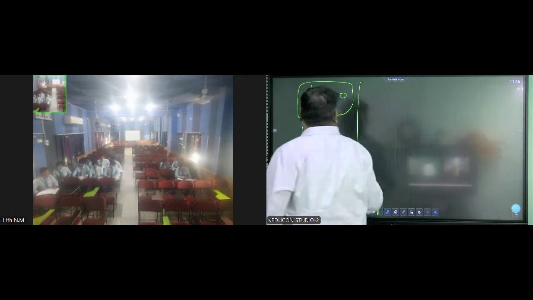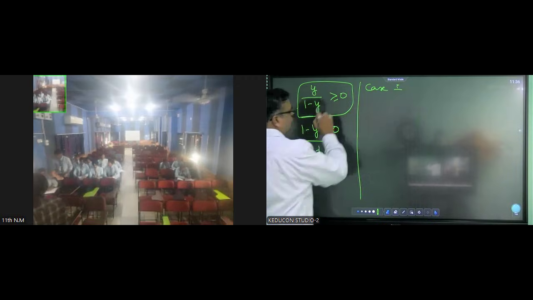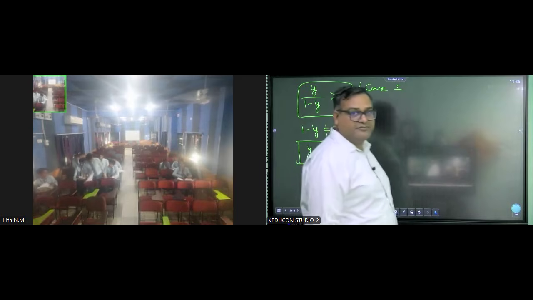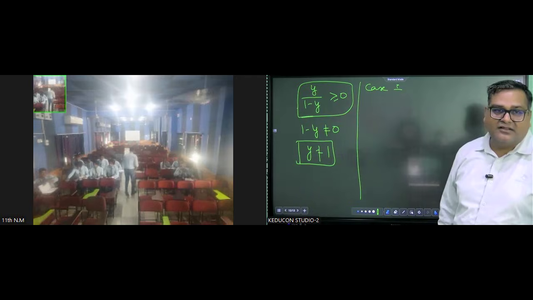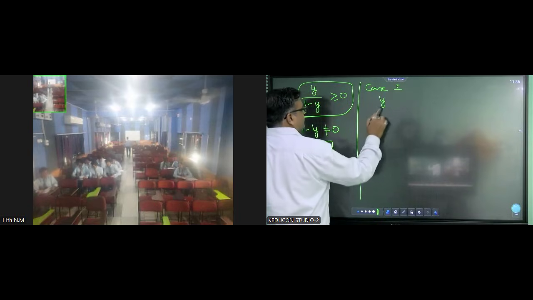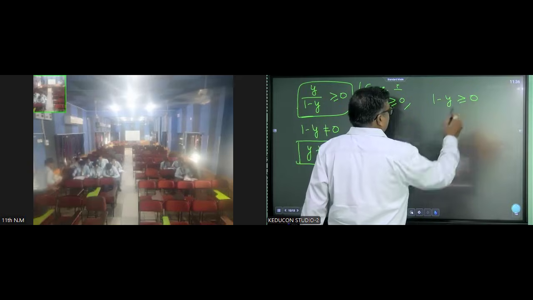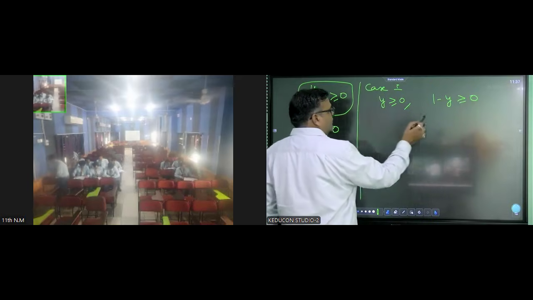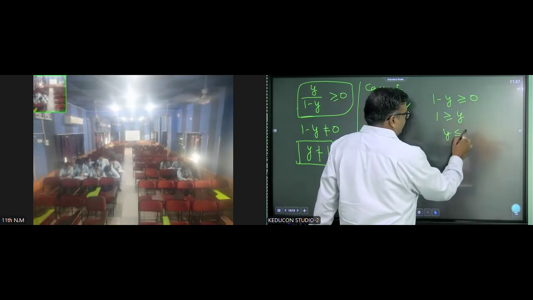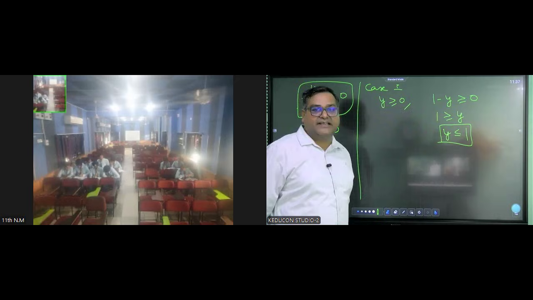देखिए बच्चों, जब ये फंक्शन शुड बी पॉजिटिव, तो दो केस हो सकते हैं. What is case one? Both numerator and denominator are positive. तो what is the first function? y should be greater than equal to 0 and 1 minus y should be greater than 0. From here what we got? तो यहाँ से क्या आ जाएगा बेटा? y is less than 1. तो ये रिजल्ट आ गया जी, 0 से ग्रेटर देन और इक्वल और 1 से लेसर.